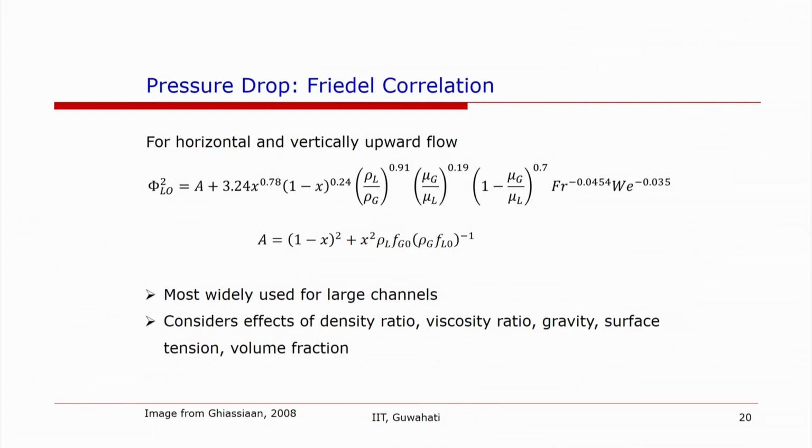Okay. Another correlation which has been used in large channels is the Friedel correlation, and there are two different correlations. One is for horizontal and vertically upward flow, and the other one is for vertically downward flow. I have not put it down here.